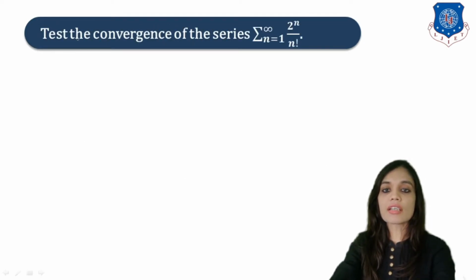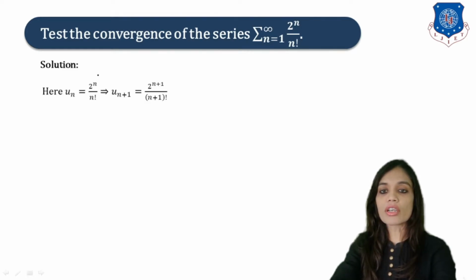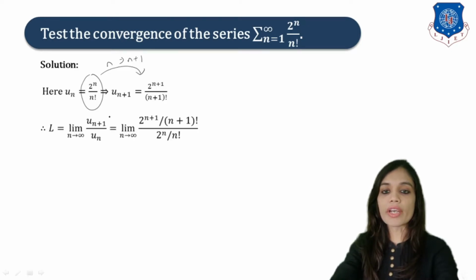The example is, test the convergence of the series summation n equal to 1 to infinity 2 raised to n upon n factorial. Here un is equal to 2 raised to n upon n factorial. We need to find un plus 1, so replace n by n plus 1. You will get 2 raised to n plus 1 upon n plus 1 factorial. Now we have to find limit n tends to infinity un plus 1 upon un. Put the value of un plus 1, that is 2 raised to n plus 1 upon n plus 1 factorial, and the value of un, that is 2 raised to n upon n factorial.